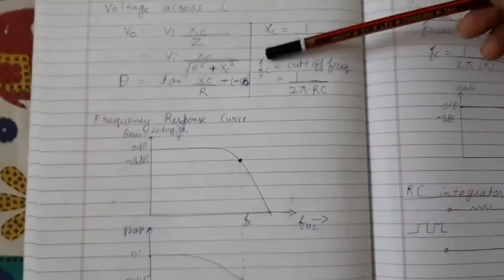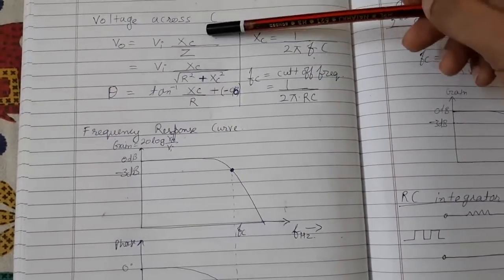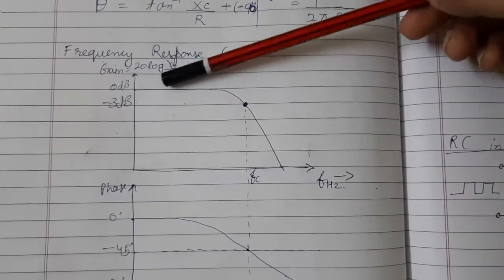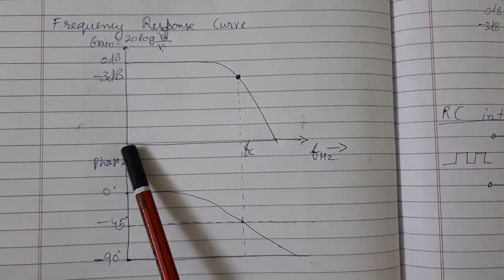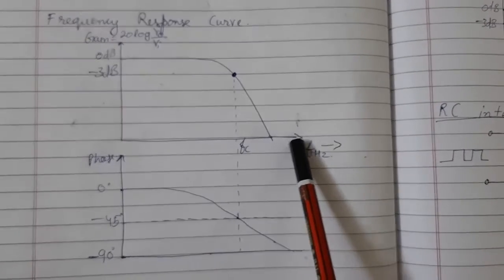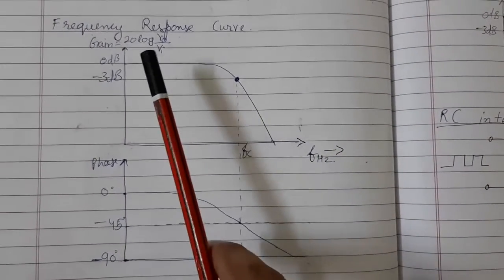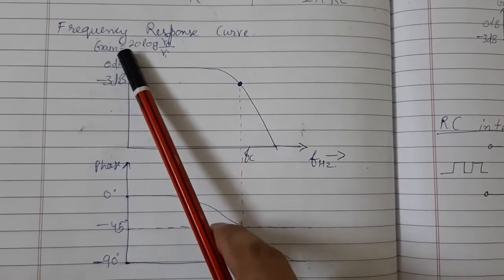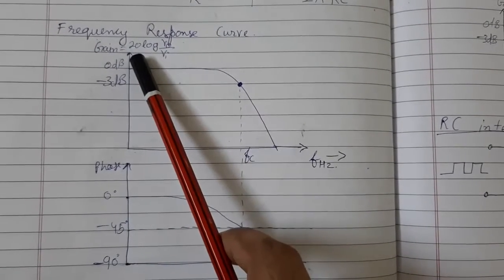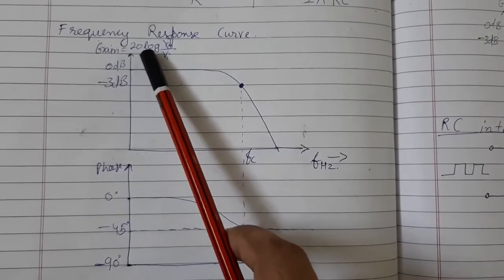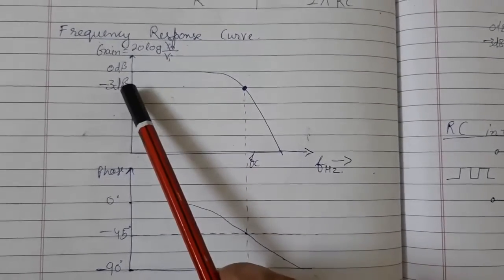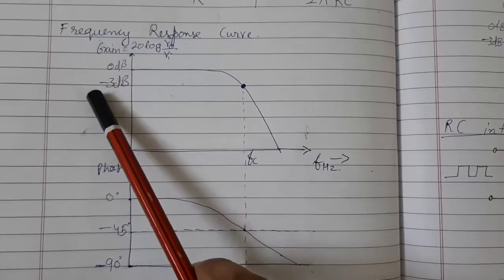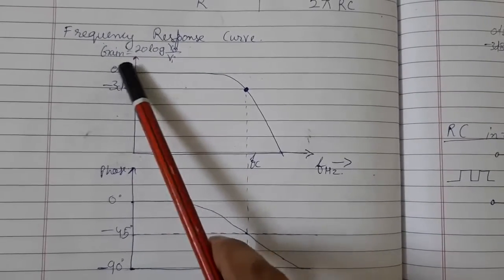Now if we plot the output voltage, this is the frequency response curve. You can see that the frequency is increasing from 0 to infinity, and we are plotting the gain in decibels, which is 20 log of output voltage divided by input voltage. This minus 3 dB point is our cutoff point.